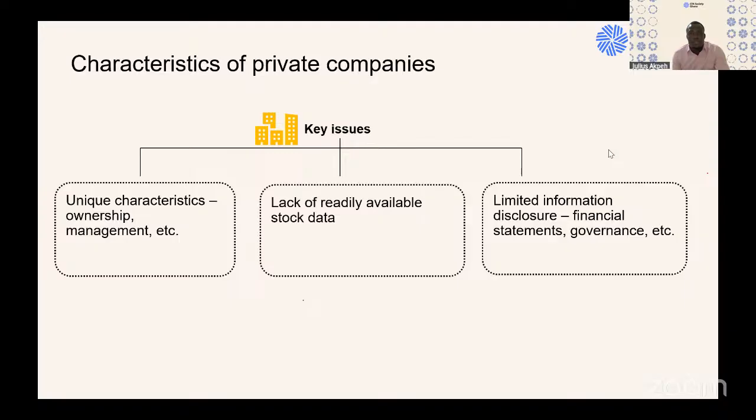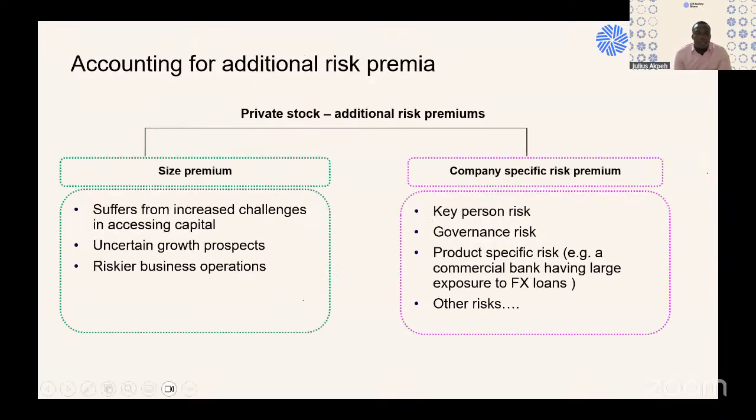Now let's proceed. Because of the issues with private companies, there is a need for us to add additional premium when we deal with private companies. And there are two sorts of issues we need to look at. From the key matters we handled, we need premiums to compensate for the fact that private companies tend to be smaller and they suffer significantly when accessing capital, right? They also have uncertain growth prospects, and they have riskier business operations, right?